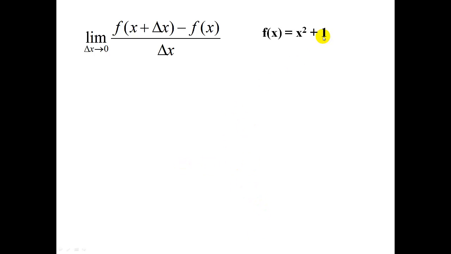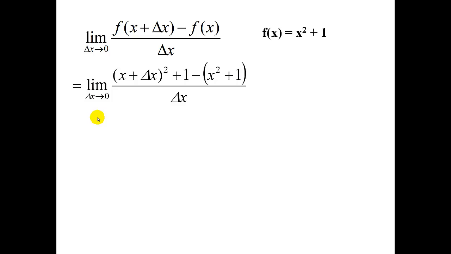f of x is equal to x squared plus 1. And here's our limit definition of that slope. Well, what we're going to do is take f of x plus delta x, and that's this part right here. f of x plus delta x is equal to the input squared plus 1. So since the input is x plus delta x, we're going to square the x plus delta x, and then we're going to add 1, because that's what the rule of the function is.